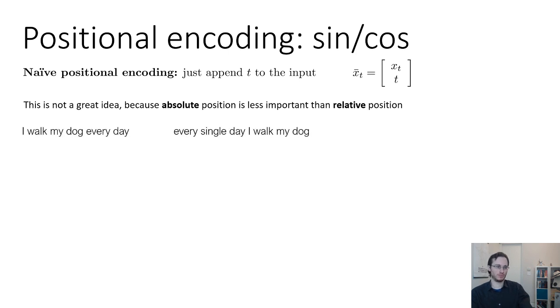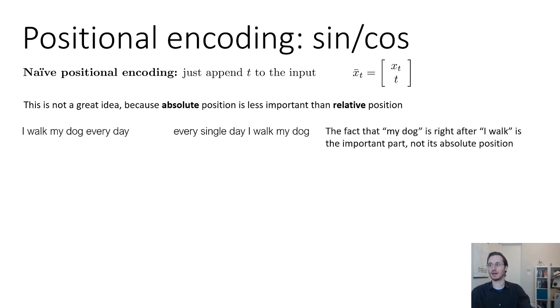For example, if I'm doing some natural language processing and I have two sentences, "I walk my dog every day," and "every single day I walk my dog." Now, the index of the words "I" and "walk" and the words "my" and "dog" are different in these two sentences. They have nothing to do with each other, but the relative positioning is the same. So the fact that "my dog" is right after "I walk" is the important part.